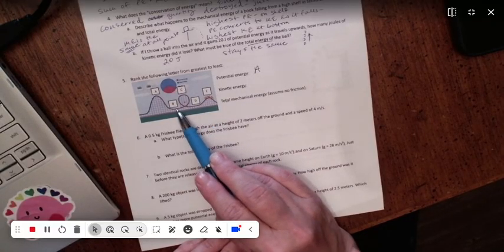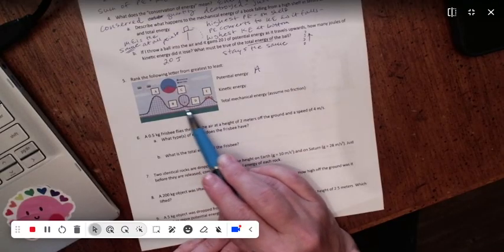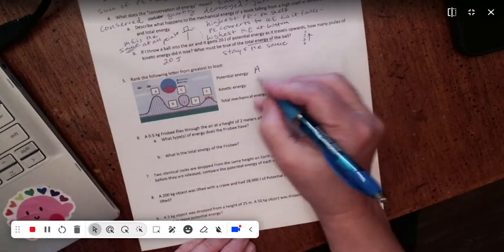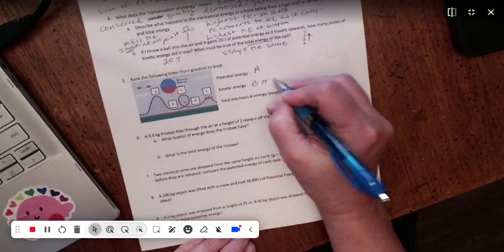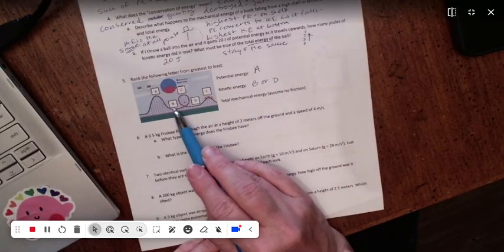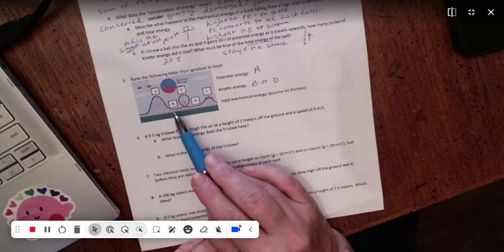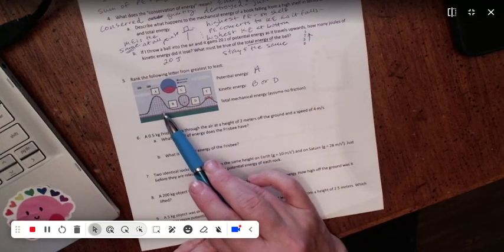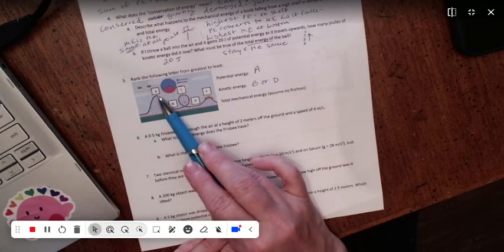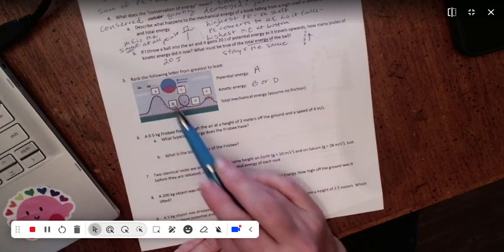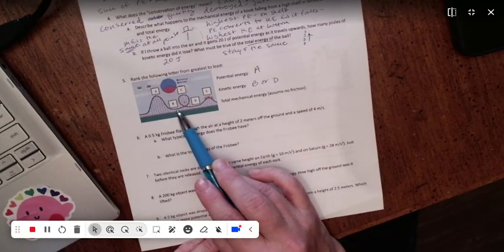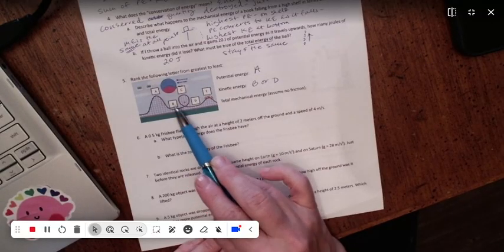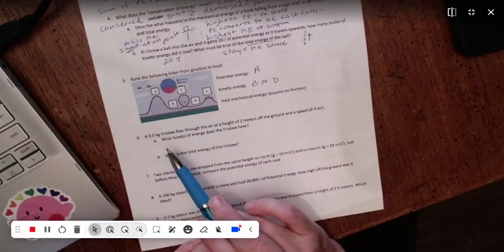Okay, those two look like they might be about the same height, I guess. So I'll say it could be either one of those, but these are my low points. So kinetic and potential energy are inverse. When you have more potential, you're going to have less kinetic. When you have more kinetic, you're going to have less potential. And so we can see that in terms of the height difference here.